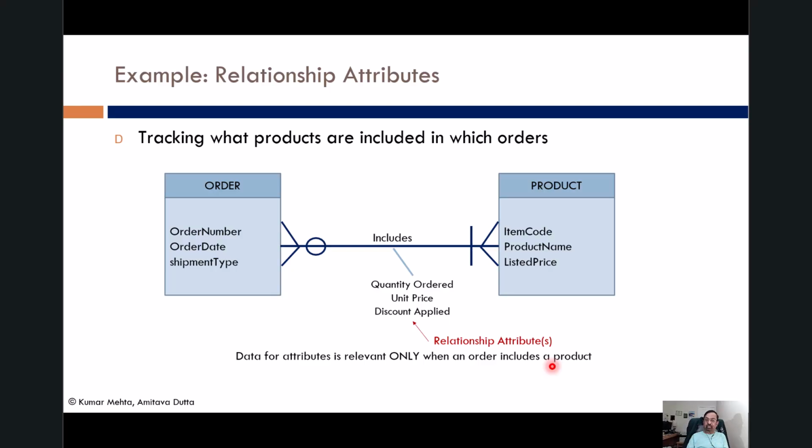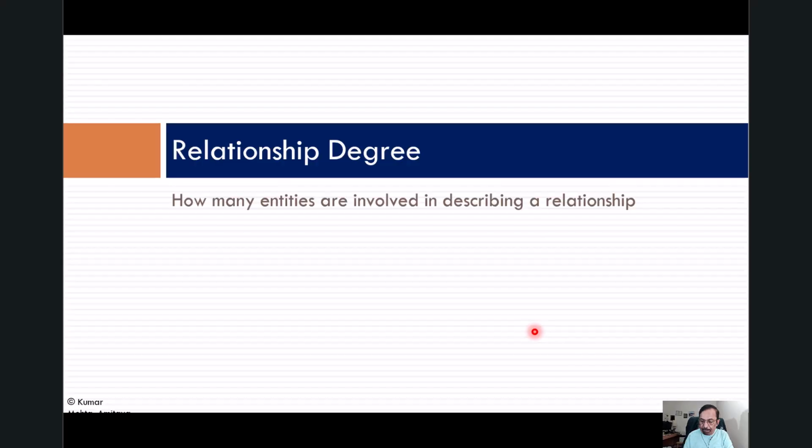But attributes can also be properties associated with relationships. So that's one refinement that we're introducing from the previous lecture. The second refinement that we will introduce is something called relationship degree. In the previous lecture, we talked about cardinalities of relationships. This is something slightly different. This is something called relationship degree, and it's associated with how many entities are involved in describing a relationship.